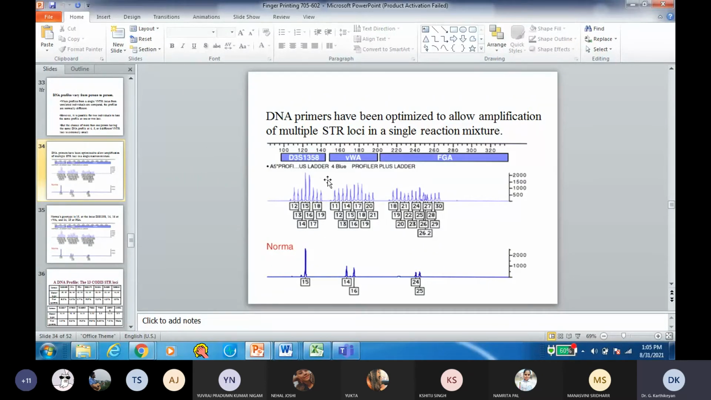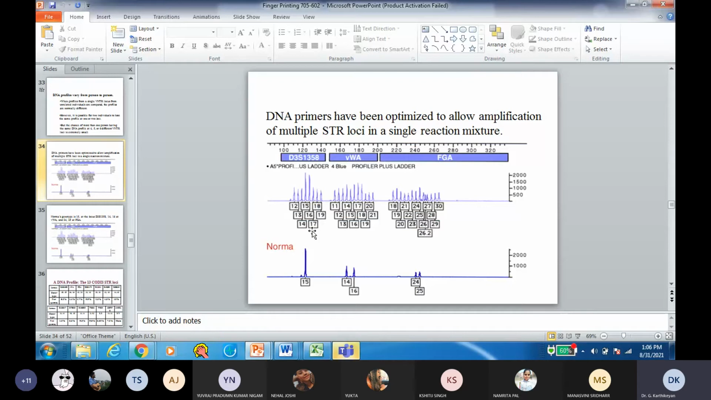In another loci called VWA, you can have anywhere from 11 to 21 repeats, and all these are seen here. In this loci called FGA, you can have anywhere between, I guess, 18 as the lowest number to 29. I'm not sure what this 26.2 is, but I guess it's a variation. I'll check and get back to you.